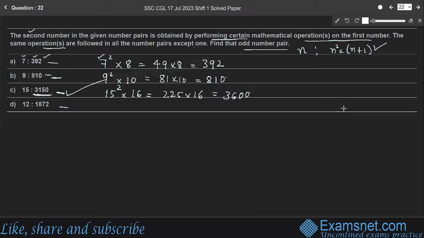You can check whether option D follows the same logic or not. Here n is 12. n square is 12 square, into 12 plus 1, which is 13, right? 144 into 13 gives 1872, which is correct. Therefore, A, B, and D follow the same logic, whereas option C doesn't follow the same logic. Option C is the odd one here.